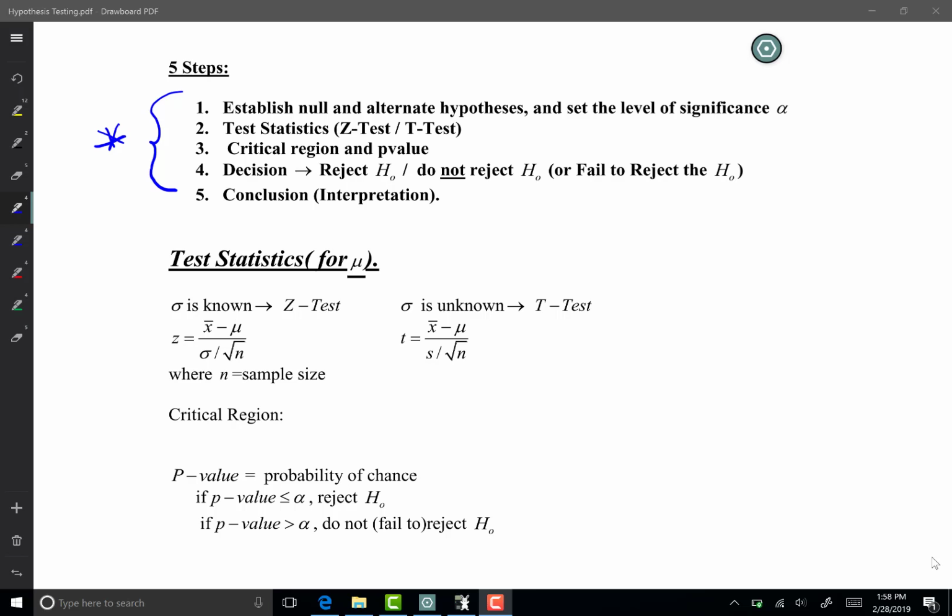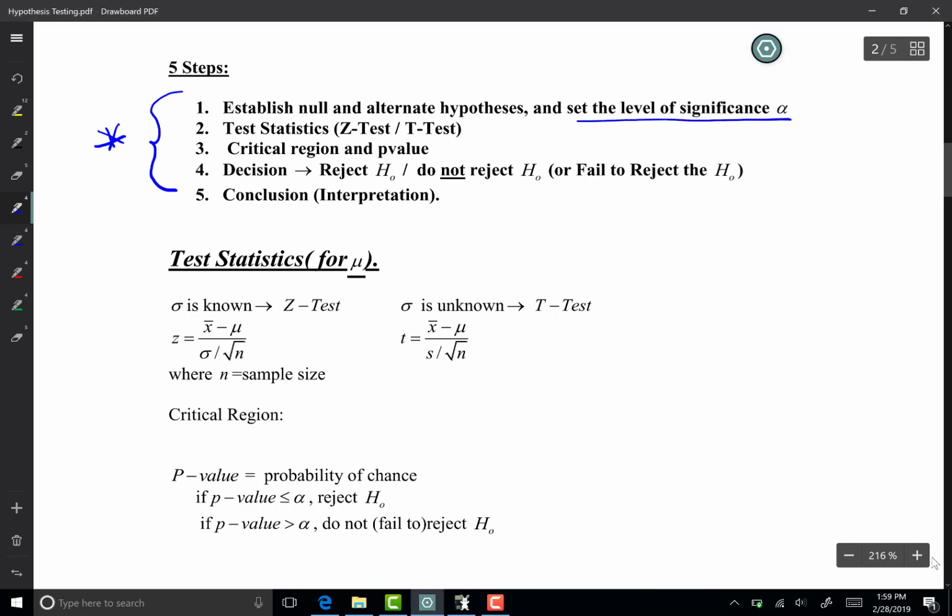So the 5 steps we're going to be following is establishing the null and alternative. And it says set the level of significance, but that's usually given in the problem. The test statistic we're going to do with one sample is either a z-test or a t-test. So just like with confidence intervals, if we know the population standard deviation, we're going to use a z-test. If we don't know it, we're going to use a t-test. We're going to determine the critical region and a p-value, and then we're going to make a decision.